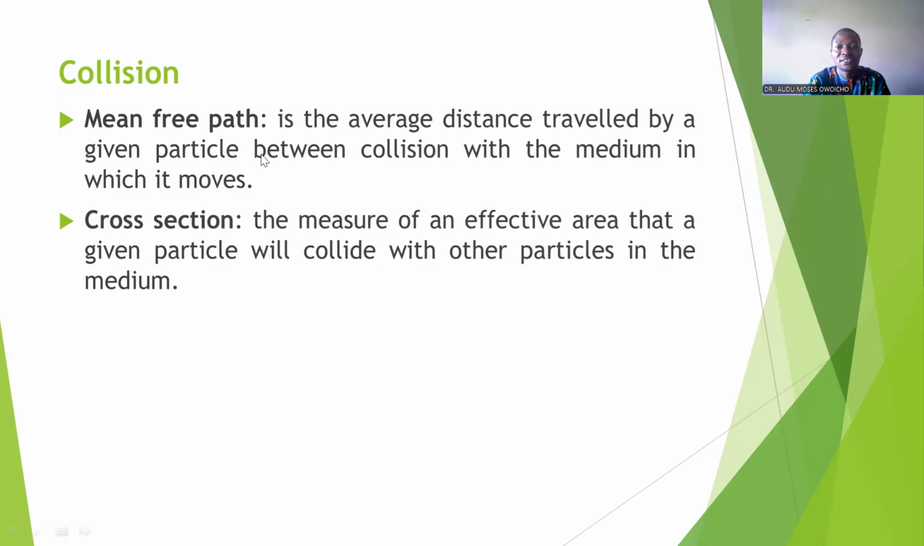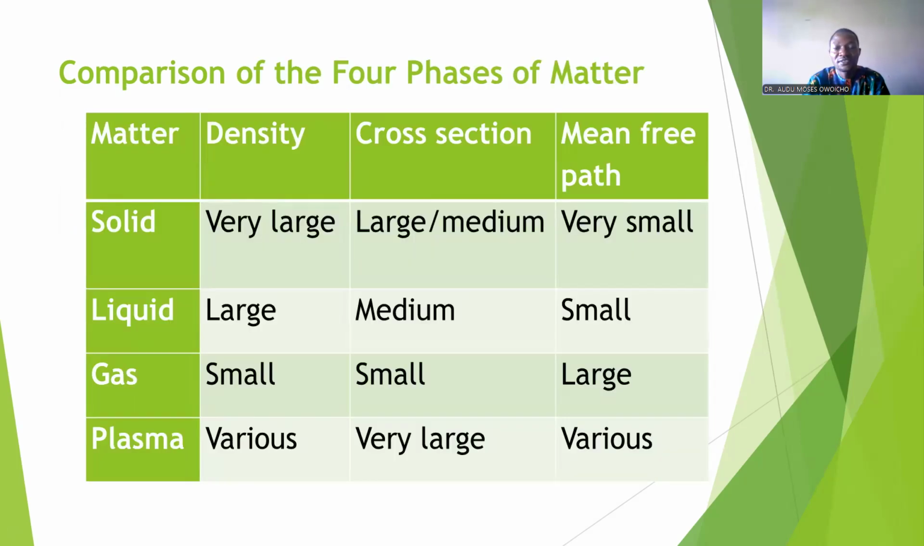Mean free path is the average distance traveled by a given particle between collisions with the medium in which it moves. The second parameter we'll be looking at is cross section, which is the measure of an effective area within which a given particle will collide with other particles in the medium. So let's use these two parameters with the density earlier mentioned to see the difference between the four phases of matter.